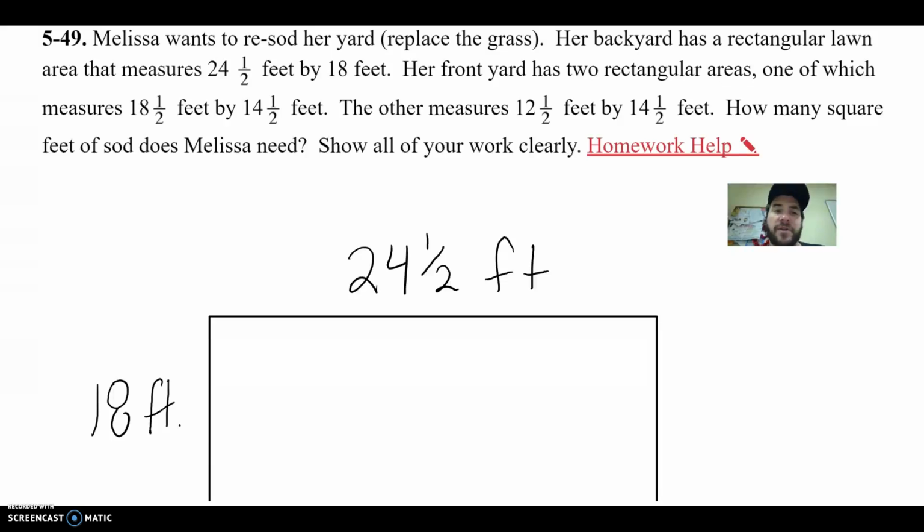It says Melissa wants to resod her yard. Her backyard has a rectangle lawn that measures 24.5 feet by 18 feet. Her front yard has two rectangular areas, one measuring 18.5 feet by 14.5 feet and the other measures 12.5 feet by 14.5 feet. How many square feet of sod does Melissa need?